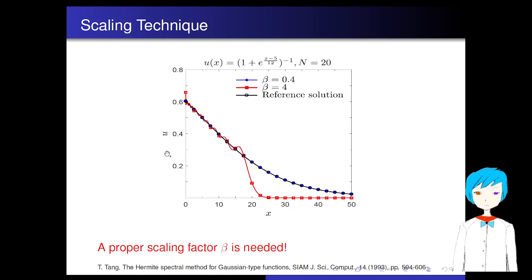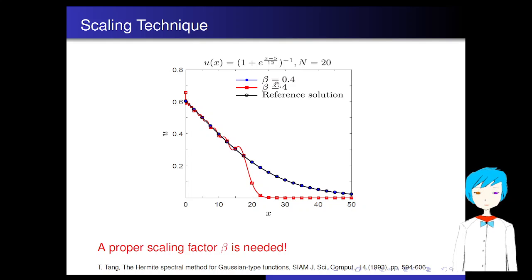So, as an illustrating example, let's look at this case. We just need to simulate this function with 21 Lagrange basis functions. We can see if we set beta to be 4. If we choose an improper scaling factor, then the simulation will be quite bad, just like the red curve, because we cannot capture the decaying behavior of the solution at infinity.